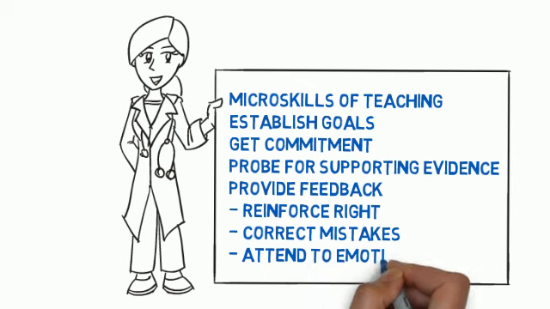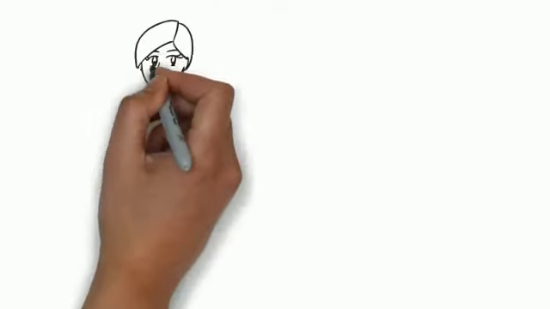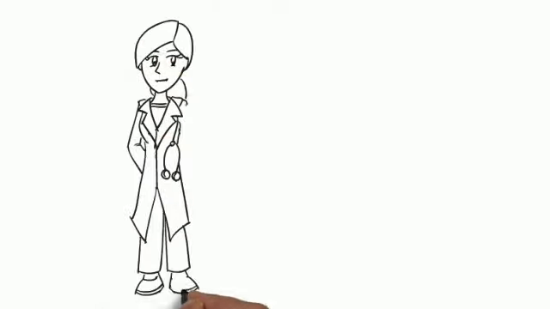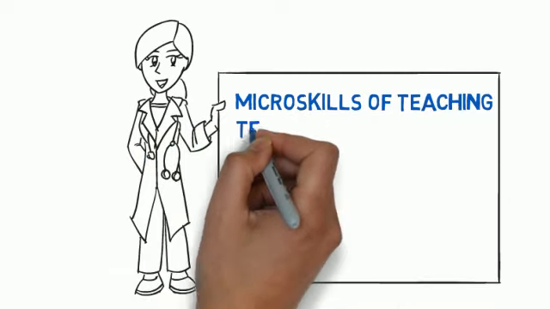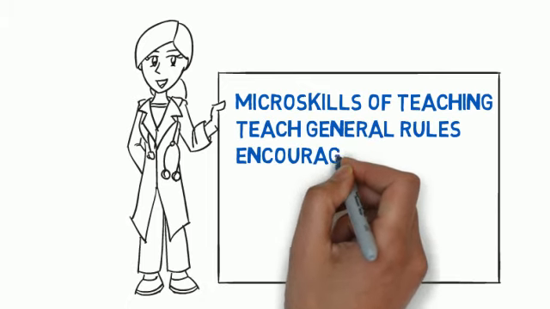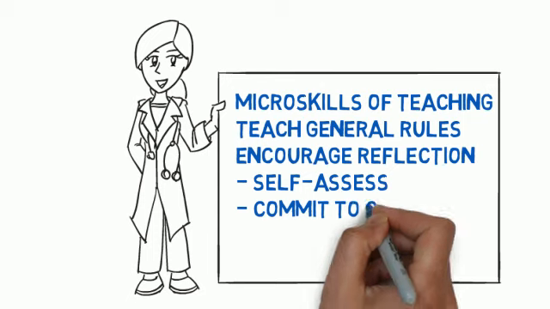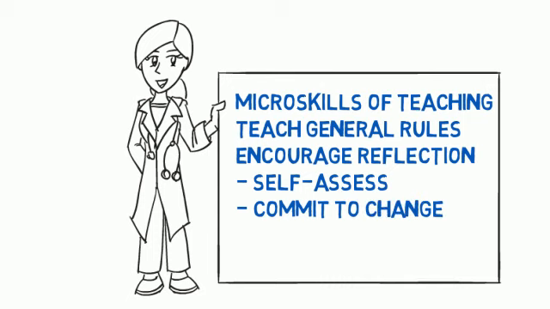Provide feedback, first by reinforcing what was done right, by stating specifically, you did a good job of X because I saw you do Y. Correcting mistakes by saying, the next time this happens, what exactly will you do? And attending to emotional responses by stating something like, you look a little upset about your performance. Teach general rules by saying, when X happens, do Y. And finally, encourage reflection and integration by asking, how do you think you did today? What will you do differently next time? And what did I do that you found helpful?